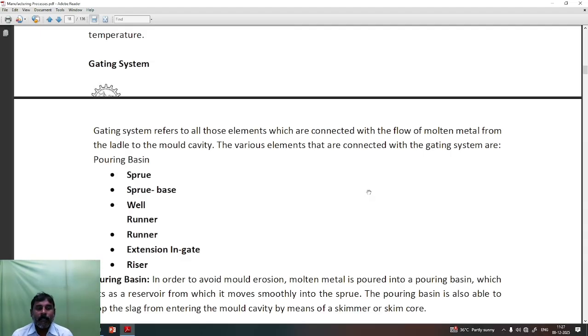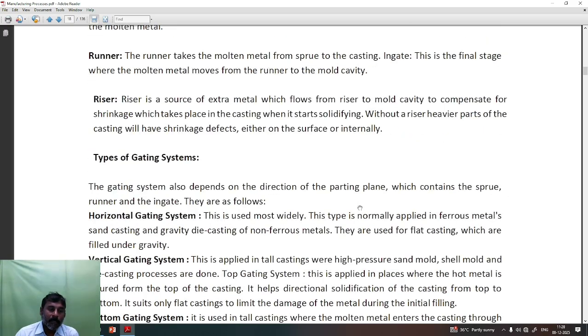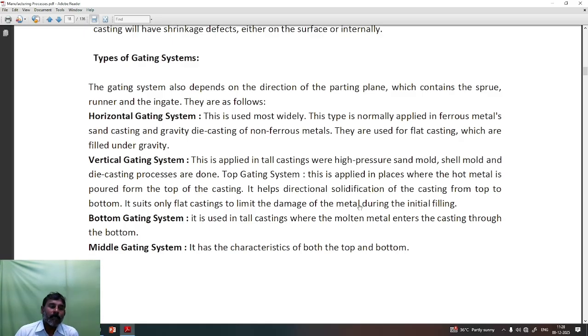Gating system. The gating system refers to all those elements which are connected with the flow of molten metal from the ladle to the mold cavity. The various elements that are connected with the gating system are pouring basin, sprue, runner, extension, gate, riser, etc. So types of gating systems: horizontal gating system, vertical gating system, bottom gating system.